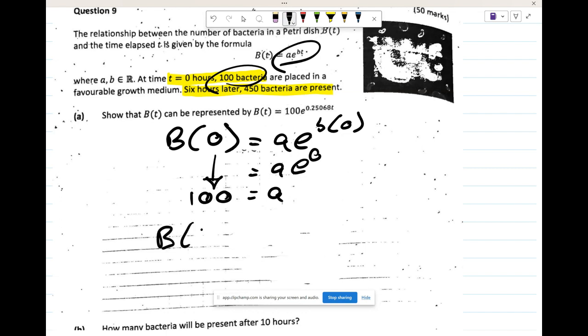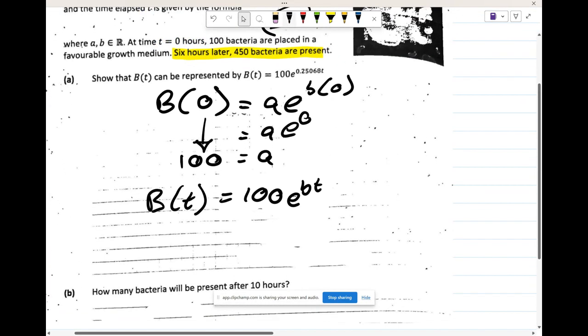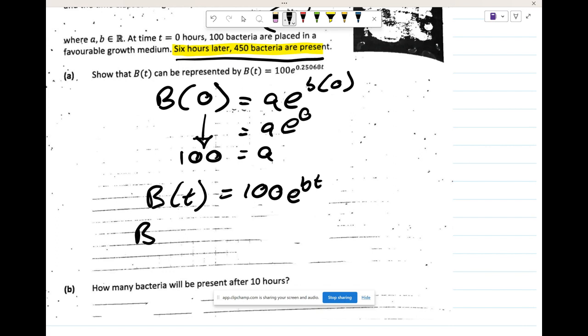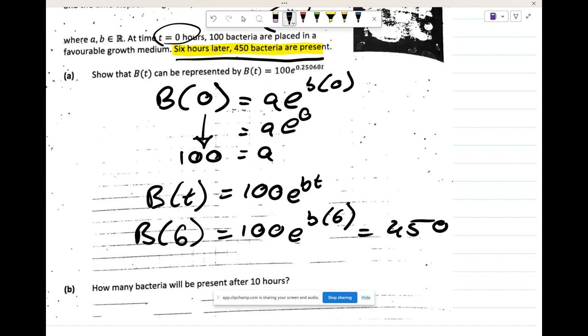So now we know that B(t) can be represented by 100 instead of A, and then e^(Bt). Okay, and so we've hit a wall, and we need to go back to the question and see what we can use. So 6 hours later, 450 bacteria are present. So 6 hours later from t equals 0, so that means t is 6. And this is 100 e to the B times 6. And that was equal to 450 bacteria.